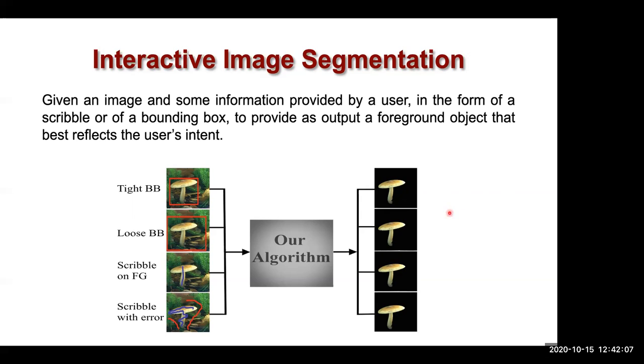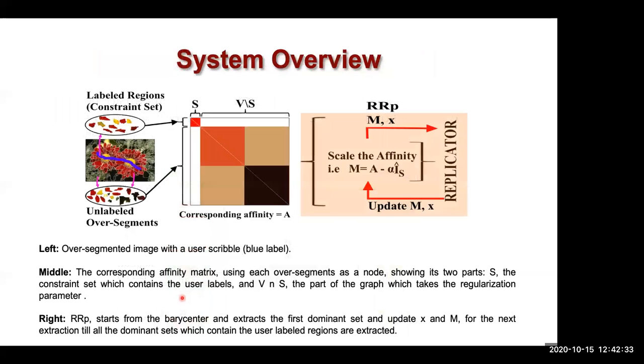Now, one of the nice features of this framework is that usually in computer vision, there are two kinds of algorithms for interactive image segmentation. One uses bounding boxes as the way in which the user interacts, and the other ones use scribbles. While in our framework, we were able to attack the two problems within exactly the same framework. And the idea is quite simple.